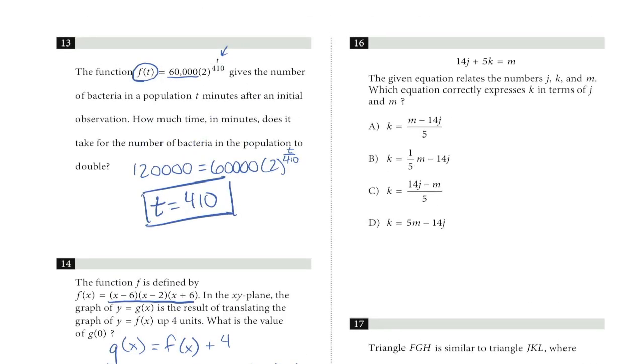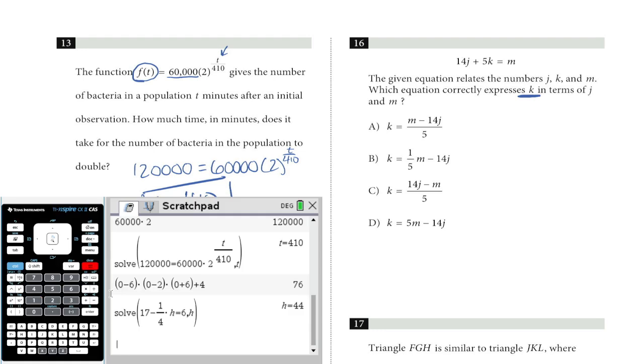Number 16. The given equation relates the numbers j, k, and m. Which equation correctly expresses k in terms of m and j? So whenever they want to express a value in terms of other values, the first thing they say in front of the "in terms of", so here k, is what you're solving for. So we have an equation and we're going to solve for k. So if I ever have an equation that I'm trying to solve for a letter, I can oftentimes use the calculator. So I'm going to pull it up.